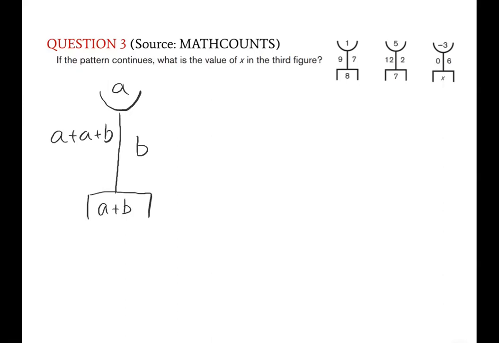So to find what x is, we have two options. We can either do -3 plus 6 is equal to x, or we can just do -3 plus x is equal to 0. For both of these, the answer will be 3. x will be equal to 3.